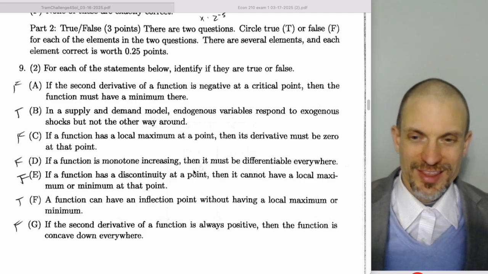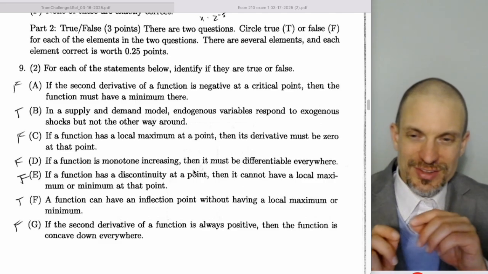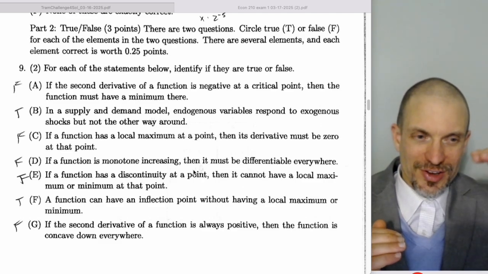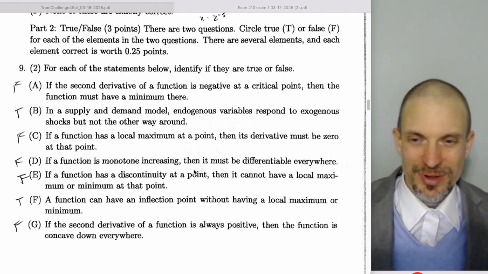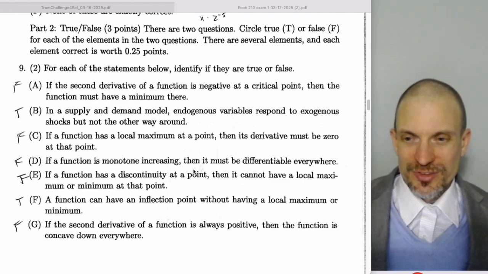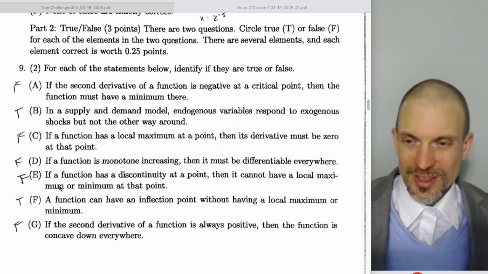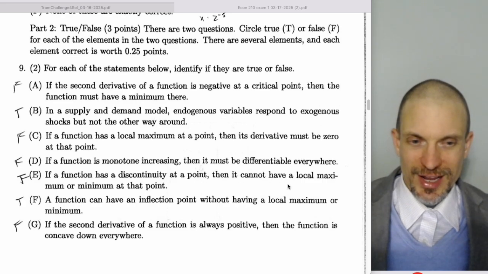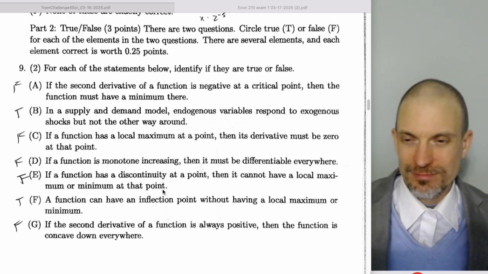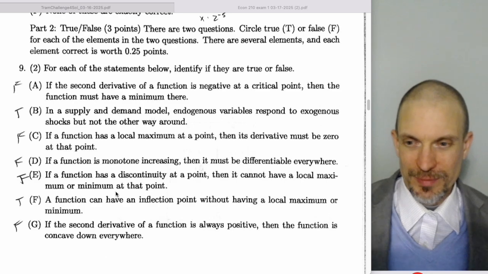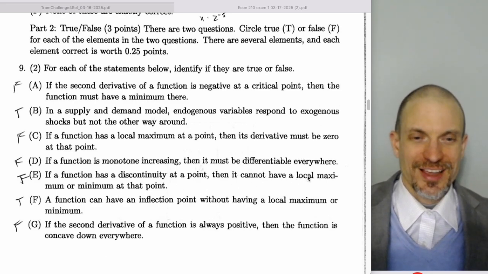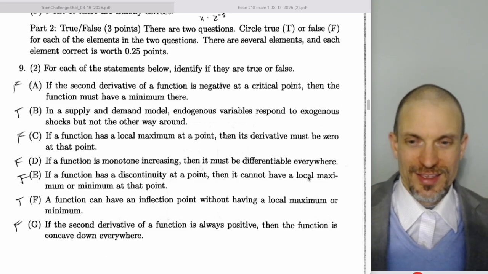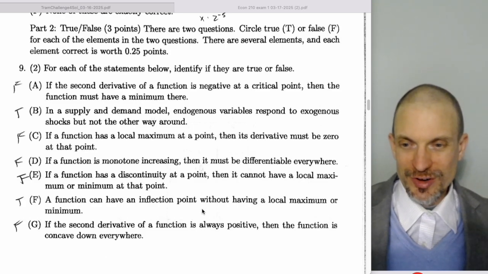If a function is monotone increasing, it must be differentiable everywhere. No, because monotone increasing, we have this increasing function. Maybe like our step function or something is non-differentiable, but it's still monotone increasing. If a function has a discontinuity at a point, it cannot have a local maximum or a minimum at that point. That's false for the same reason as I said up there. So you can have a discontinuity, and that can be a local max. It's just not going to have a derivative, and certainly not a derivative equal to 0 at that point.